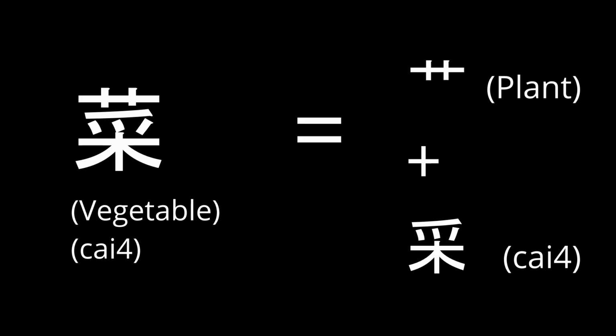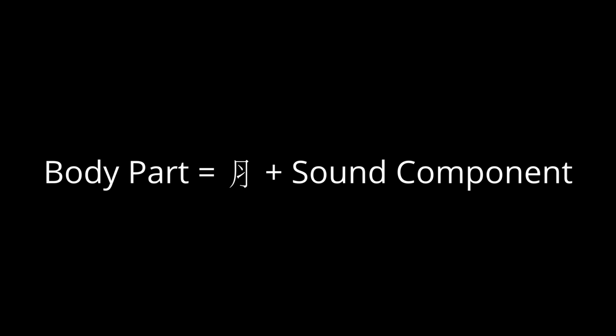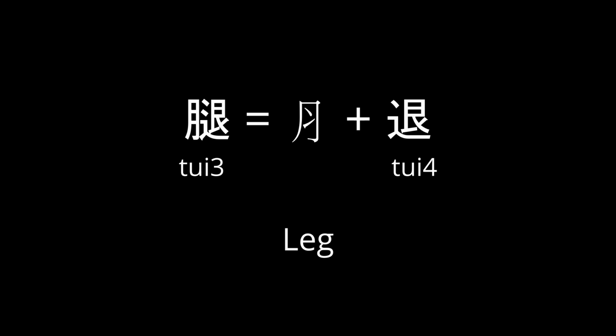For example, most vegetables, cai, have the component for plants on the top, while the bottom half is the pronunciation. Another example, often body parts have the component for flesh plus the component for sound. Like in tui, flesh gives the meaning of body part, while tui gives an indication of the pronunciation.